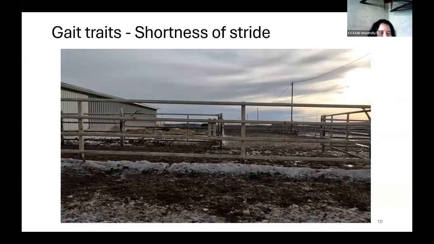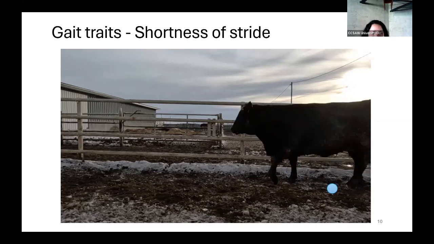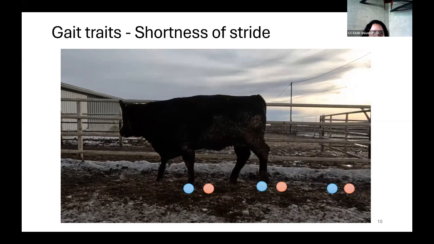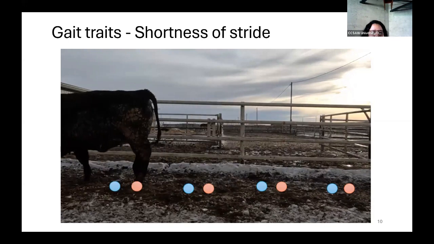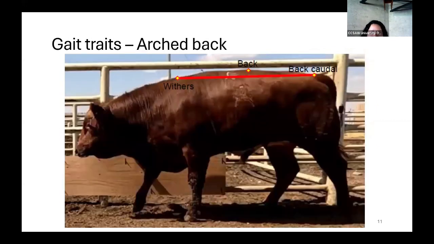Shortness of stride, just so I can explain it: we expect that the landing of the hind feet of the cow are at a similar position to where the front feet landed on the same side of the animal. Whenever there is a gap between the landing of the feet, we consider that shortness of stride. I'll point out the front feet and then the hind feet on this video. You can see the gap that is very clear here, and that's considered shortness of stride.